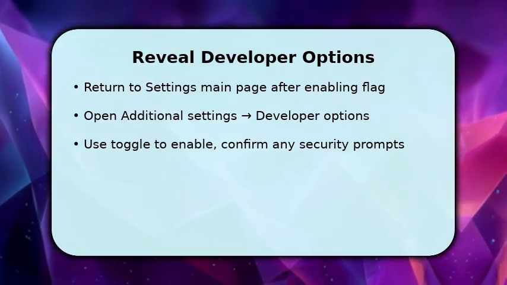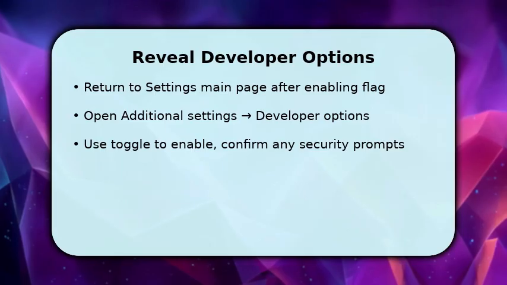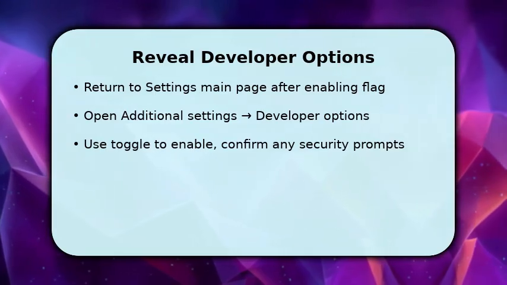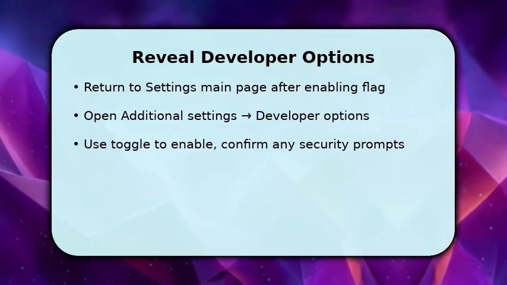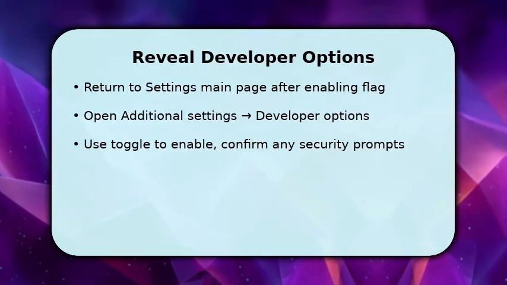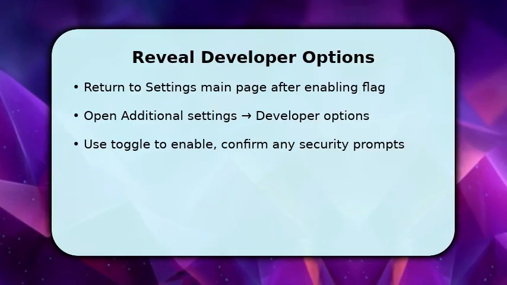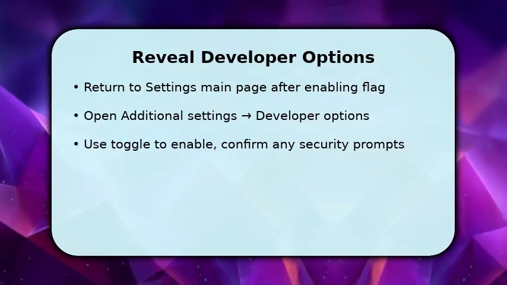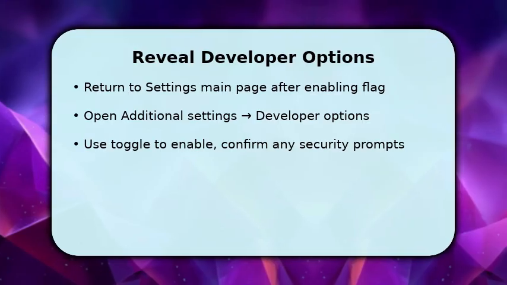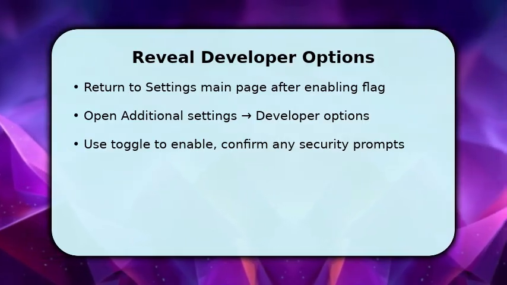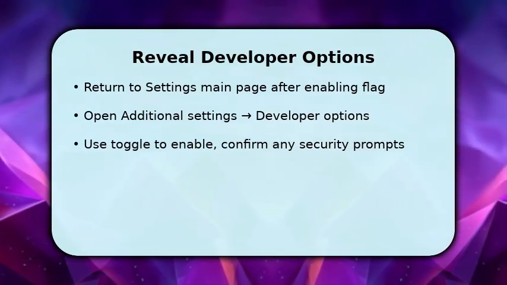Tap Developer Options and use the main toggle to turn the feature on. The UI may warn about risks, so read it briefly. You can enable USB debugging here if you plan to connect to a PC, and toggle animations or background process limits to test performance. Make changes intentionally and one at a time to observe effects.